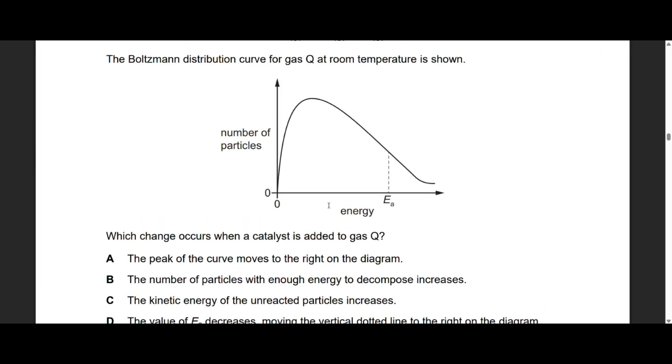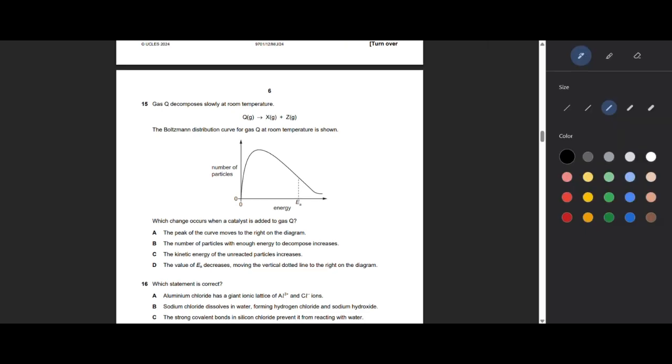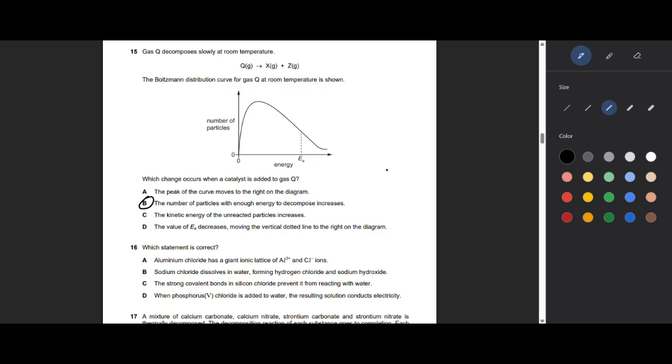So, activation energy is the minimum energy required for a reaction to occur. If the temperature is increased, the number of particles with sufficient energy to react will also increase. A catalyst doesn't increase the kinetic energy of the particles. The average kinetic energy of the particles remains the same. So the answer is B: the number of particles with enough energy to decompose is increased.